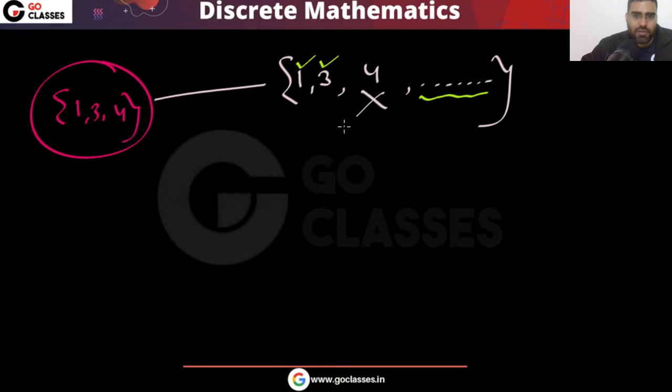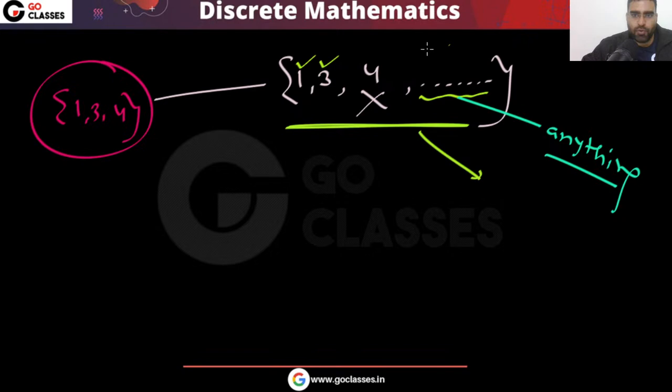So here you can take anything from the remaining elements, any superset. So tell me, this will be like this. How many people like this? This type of how many people are there? Tell me. So how many people do you have for the remaining elements? How many remaining elements? There are n minus 3 remaining elements, correct?